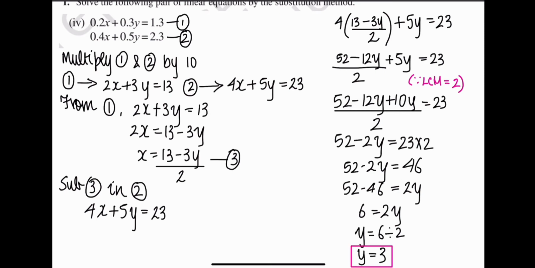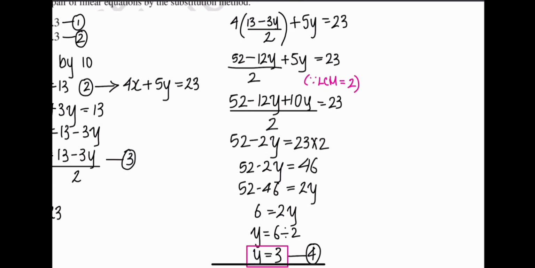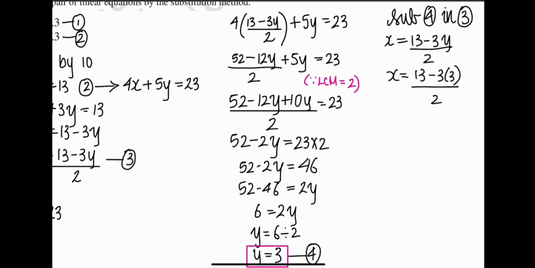Now, we take this value of y as the fourth equation. And now, we'll substitute this in the third equation, which is x is equal to 13 minus 3y by 2. We know the value of y is 3, therefore we substitute it. So 13 minus 9 is equal to 4. So x is equal to 2, since 4 divided by 2 gives us 2.